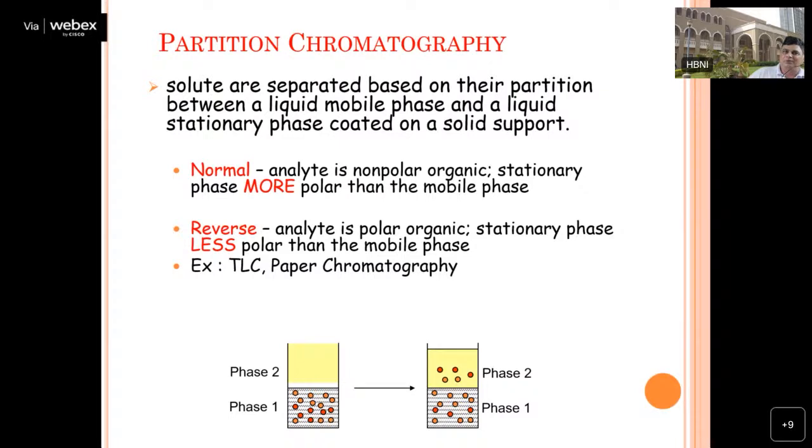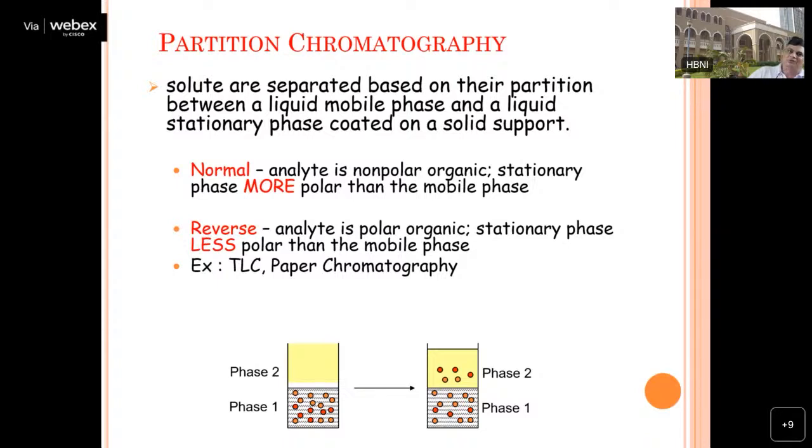Then in partition chromatography, the solutes are separated based on their partition between a liquid phase and a liquid stationary phase coated on a solid support. It can be done in both normal phase chromatography and reverse phase chromatography. In the normal phase, the analyte is non-polar organic and the stationary phase is more polar than the mobile phase. Whereas in the reverse phase, the analyte is polar organic and the stationary phase is less polar than the mobile phase.